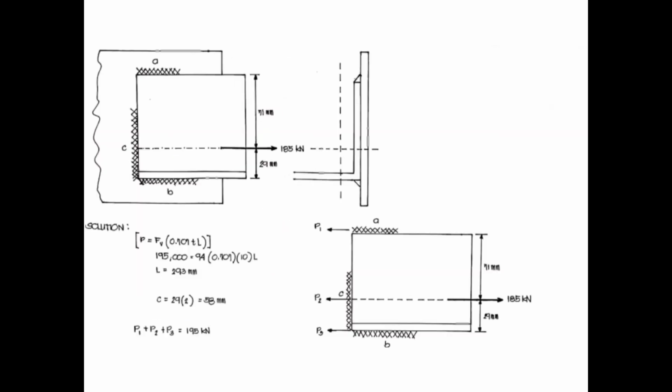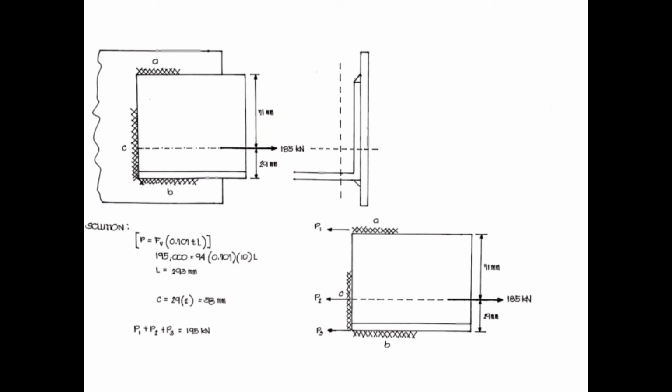So we have a formula of P is equal to F sub V multiplied by 0.707 times T times L, where the value of P is equal to 195,000, which is the load, and 94 for the allowable shear stress, multiplied by 0.707 times 10 multiplied by the length. So we have the length is equal to 293 millimeter.